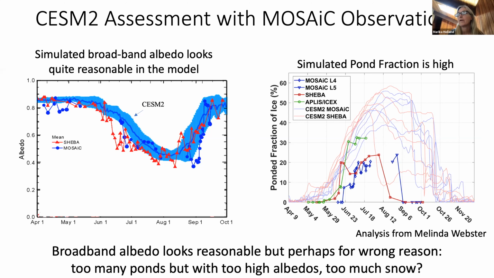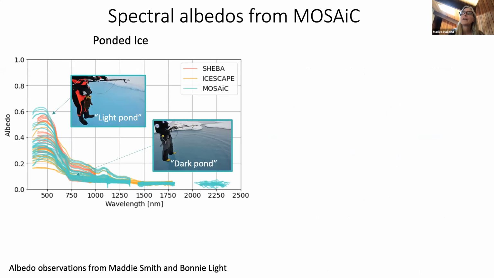But all of this is aided by the fact that we actually have great observations from MOSAiC that are allowing us to better characterize and understand things like the albedo of different surface types. So this is showing spectral albedos of ponded ice from MOSAiC in green, IceScape in yellow, and SHEBA in the orange colors.